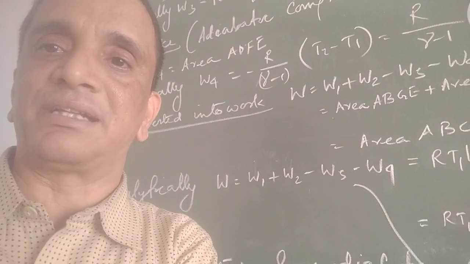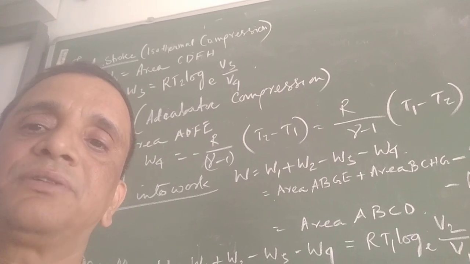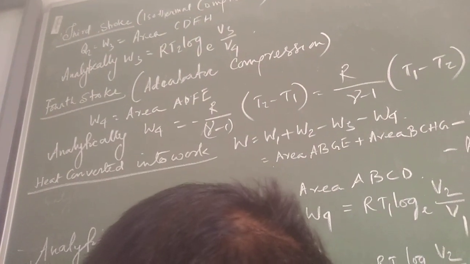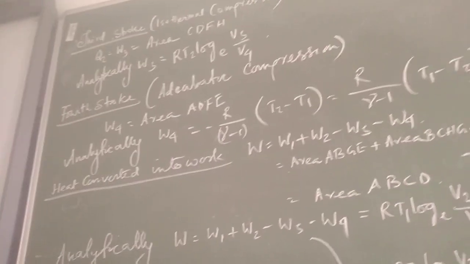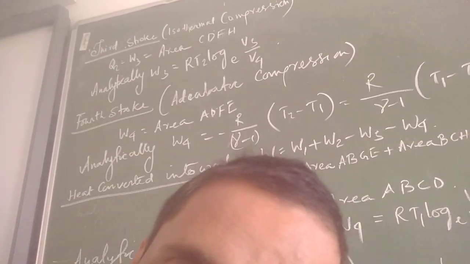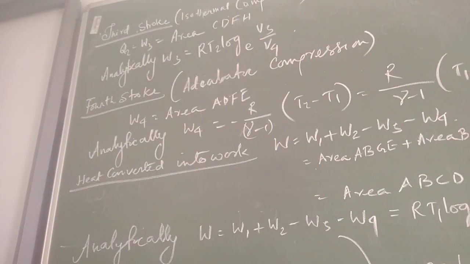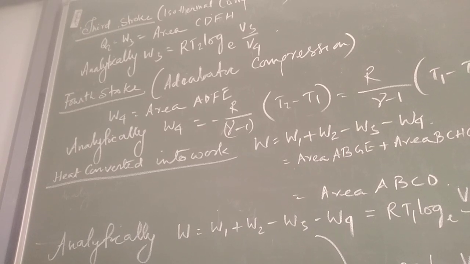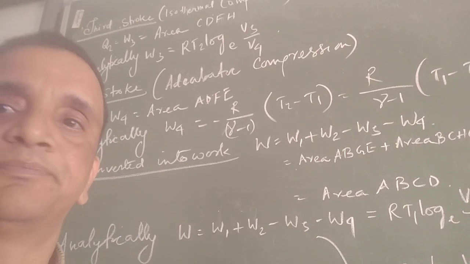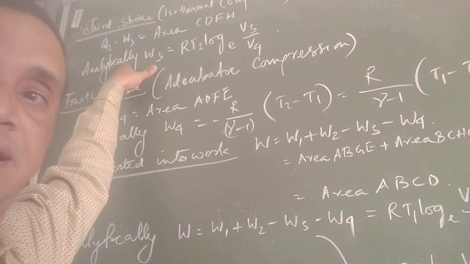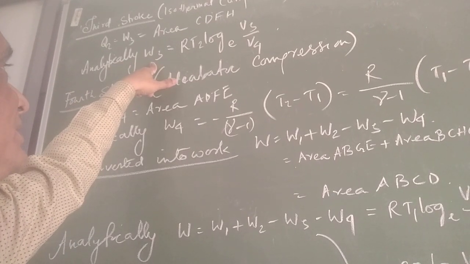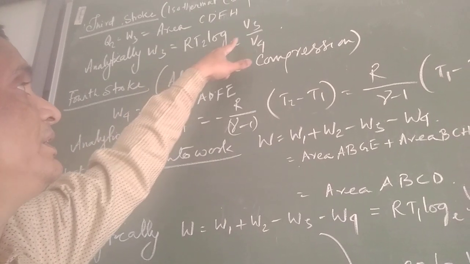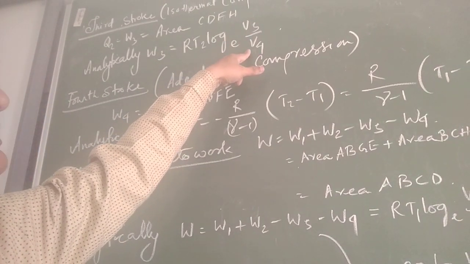Graphically, it will be seen like this. Okay. But when we go to the analytical treatment, you see, W3 is equal to RT2 log e V3 by V4. Is it clear?